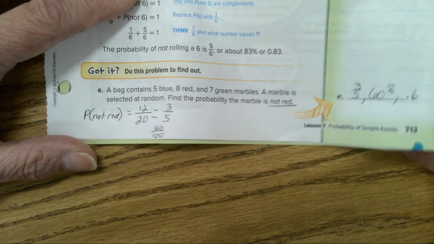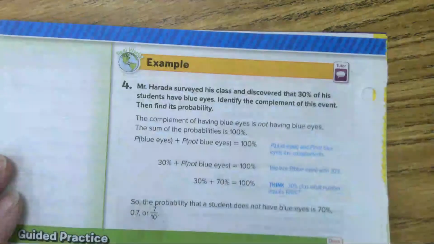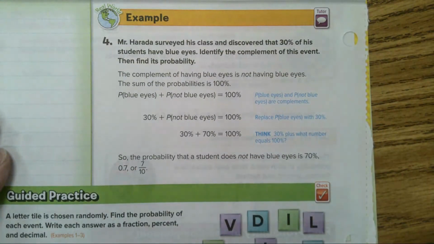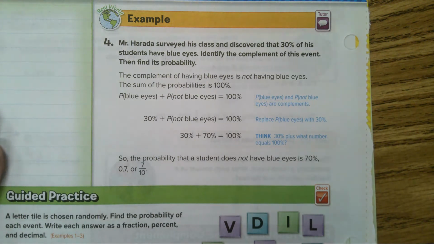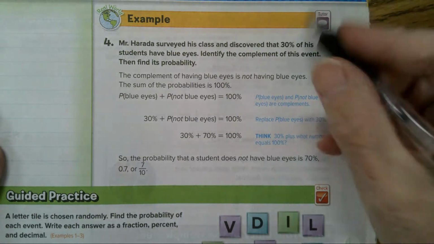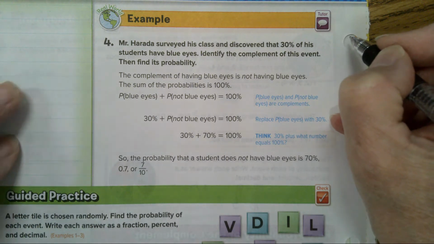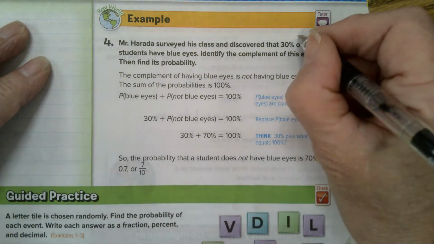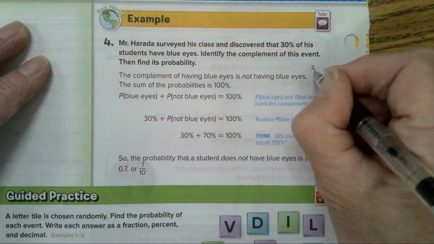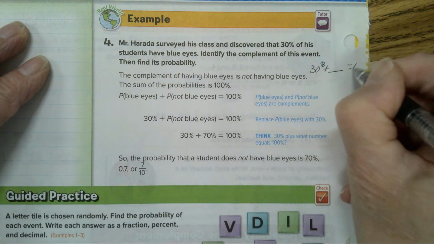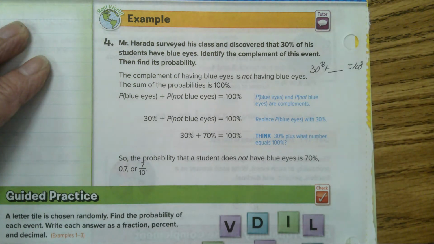Let's go on to 714 now and look at our 4th and final example. Mr. Harada surveyed his class and discovered that 30% of his students have blue eyes. Identify the complement of this event, then find its probability. Well, kids, the complement means 30 plus what is going to equal 100? 70. The complement is going to be 70% because 30% plus what equals 100%? Well, you know it's going to be 70%.